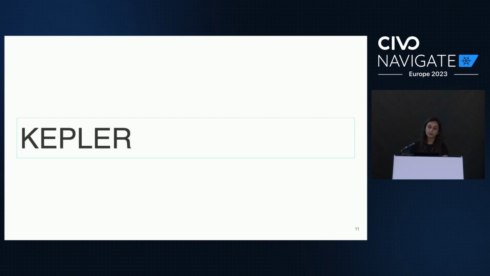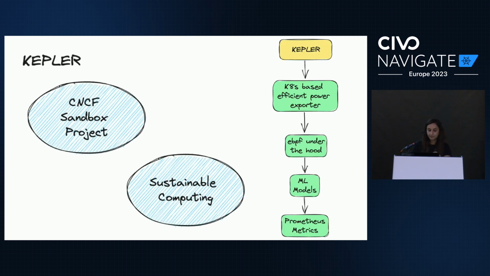Now I will be talking about the tools which you can implement in your projects, in your work, and you can go back and work with them. There are a few tools I'll be talking about. One of them is Kepler. So what is Kepler? Kepler is a CNCF sandbox project, and it comes under sustainable computing. It basically helps you calculate CO2 emissions, and you can see it on any fancy dashboard, how much carbon emission there is, and how you can do it, that we will also discuss.